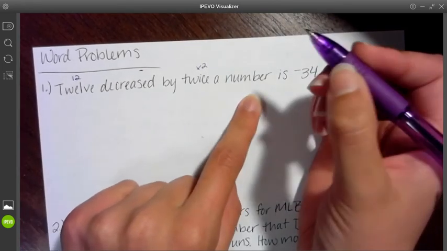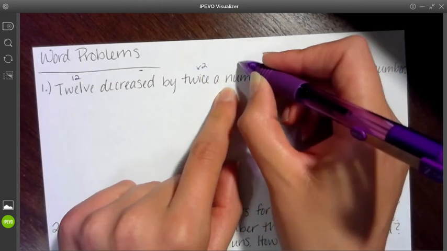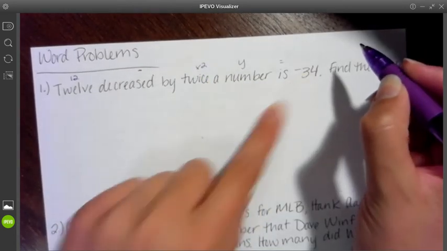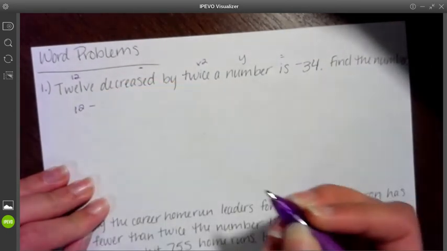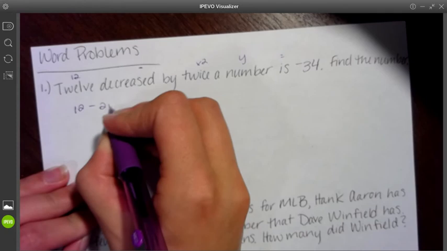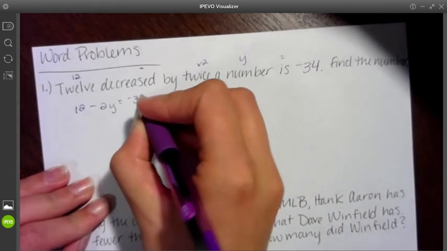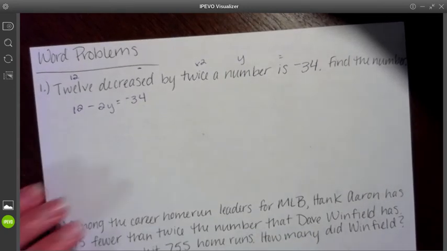So we don't know what the number is, so we're going to give it a variable. I'm going to give it the variable y. Okay, so let's write this out. So 12 decreased by twice a number, so 2 times y, is negative 34. Find the number. Well, the number is y, so find y.